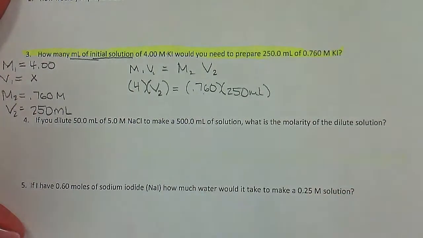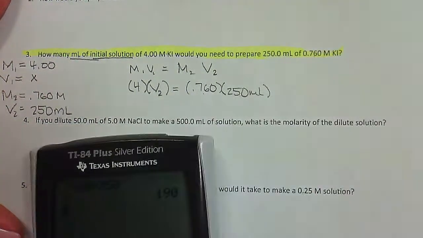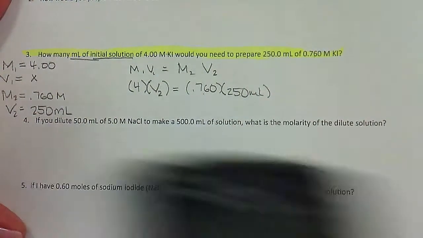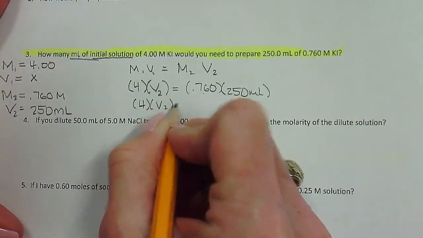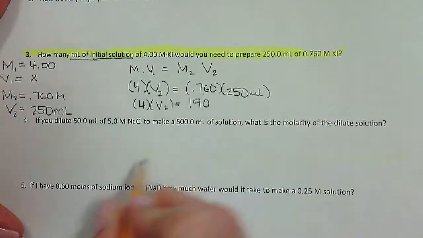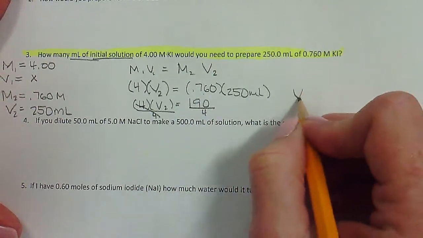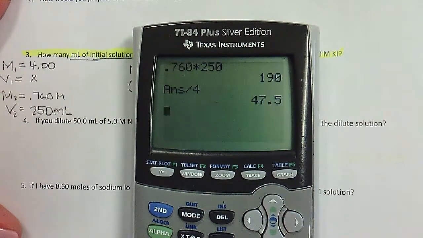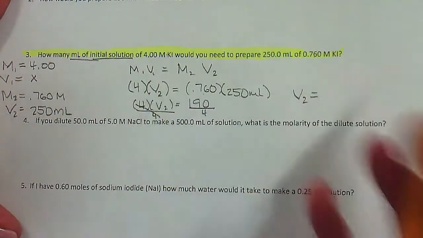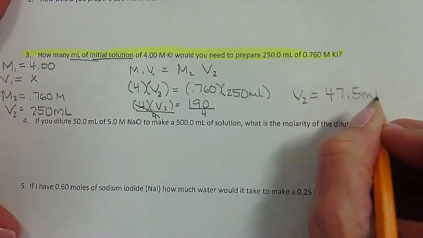So I'm going to multiply these two together. 0.760 times 250 gives me 190. So 4 times V1 equals 190. Need to get V1 by itself, so divide both sides by 4. My V1 is 190 divided by 4, 47.5. Well, it looks like I can have 3 sig figs, so that's perfect. 47.5 milliliters.